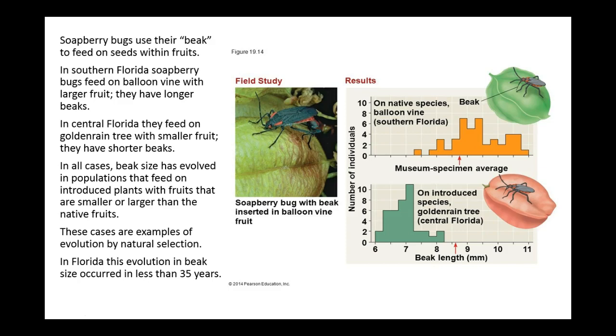as opposed to the native species. Well, actually, I think I have it backward. The native species ate on the balloon vine with the smaller beak, and then the larger fruit is on the golden rain tree that was introduced, or smaller fruit, so they have a shorter beak.